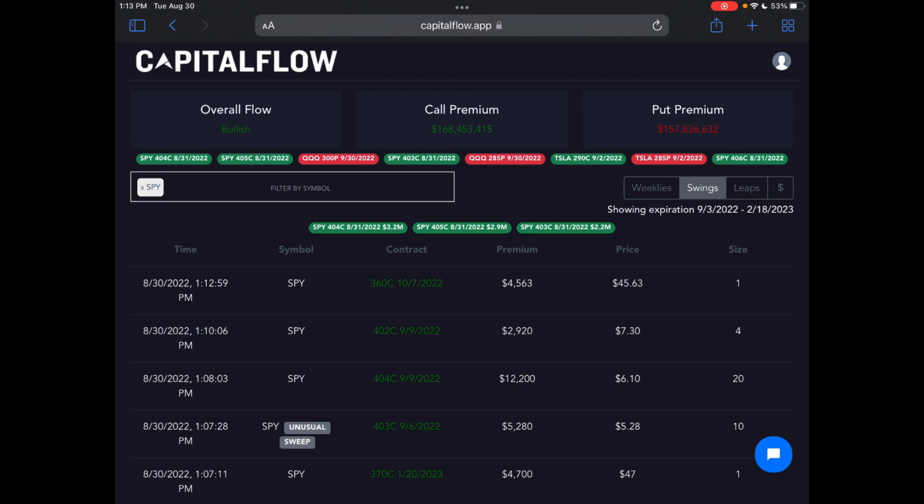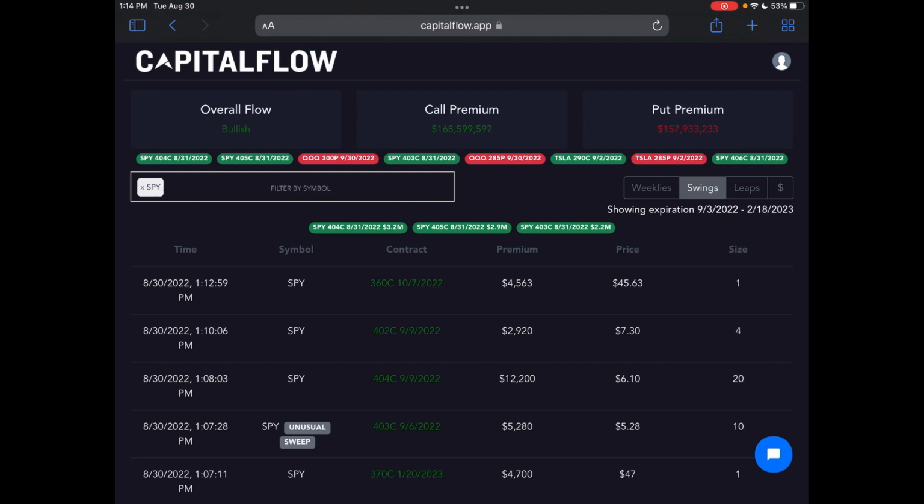Also, if you're a swing trader, you can click that swings button, and that's going to show you contracts that expire within the next 6 months. So when you're swinging, you might be holding something overnight. You might be holding it for 2 weeks, 2 months, 5, 6 months, whatever that may be. You can use a swings filter to see what people are buying within the next 6 months.